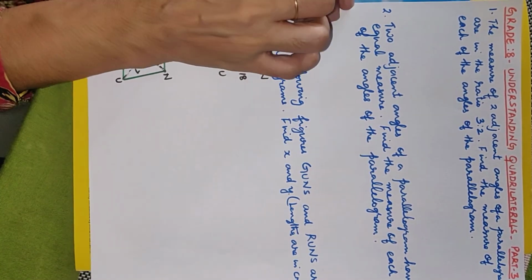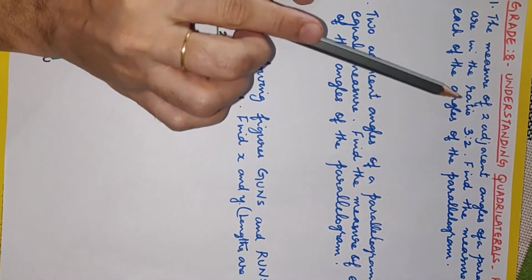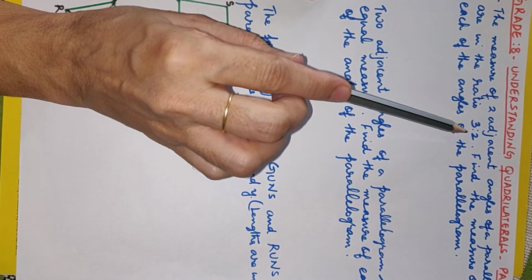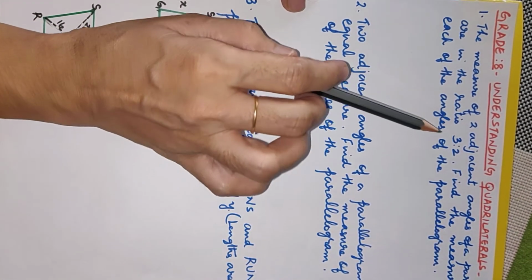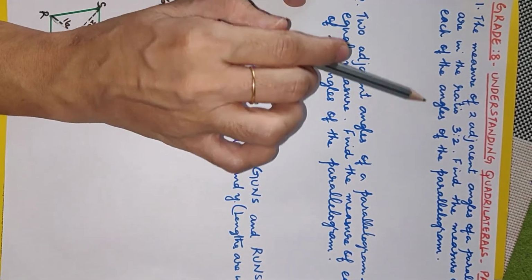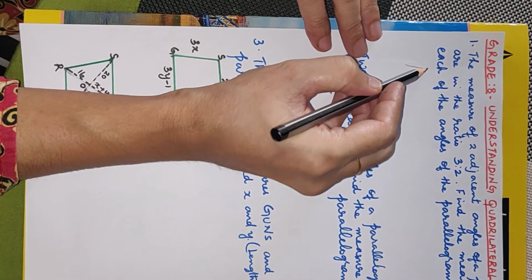Coming to the first question, the measure of two adjacent angles of a parallelogram are in the ratio 3:2. If it is given as 3:2 as the ratio, then let the actual measures be 3x and 2x respectively. Find the measure of each of the angles of the parallelogram. So I am going to draw a parallelogram.